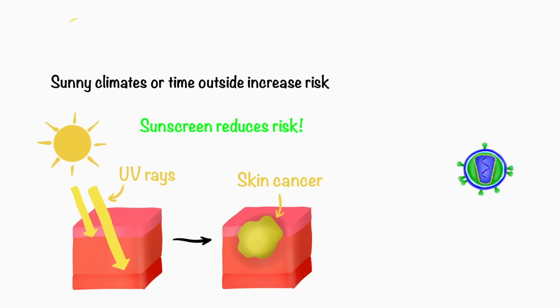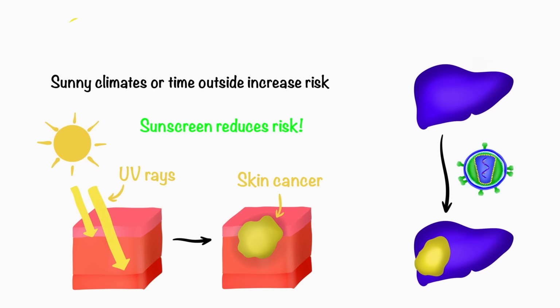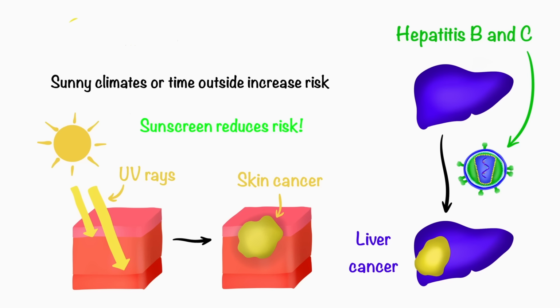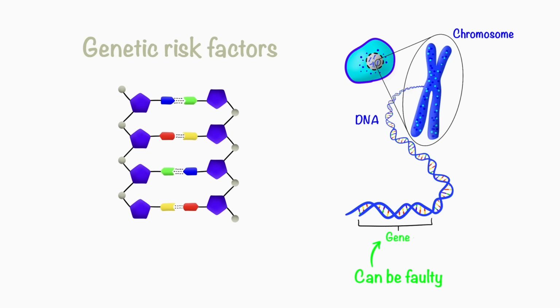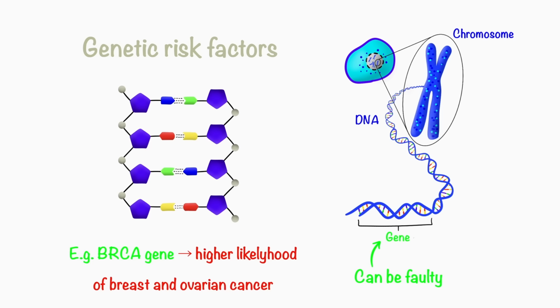Viral infections with certain viruses have been shown to increase the chances of developing specific cancers. For example, hepatitis B and hepatitis C viruses can increase the risk of liver cancer. Risk factors can also be associated with genetics. Sometimes you can inherit faulty genes that make you more susceptible to cancer. For example, mutations in the BRCA genes have been linked to an increased likelihood of developing breast and ovarian cancer. Regular screening can also help detect cancer early when treatment is most likely to be effective.